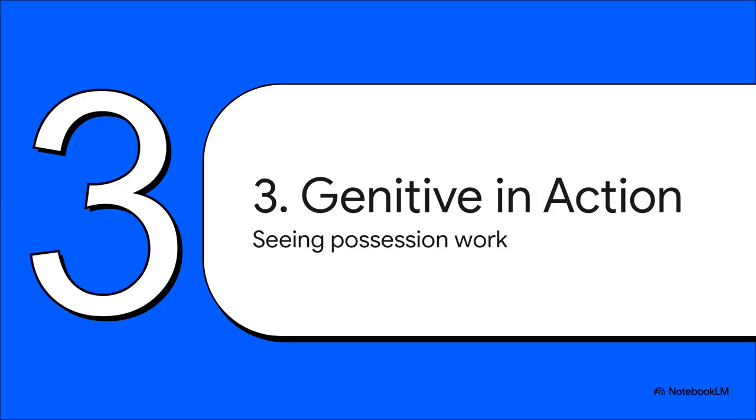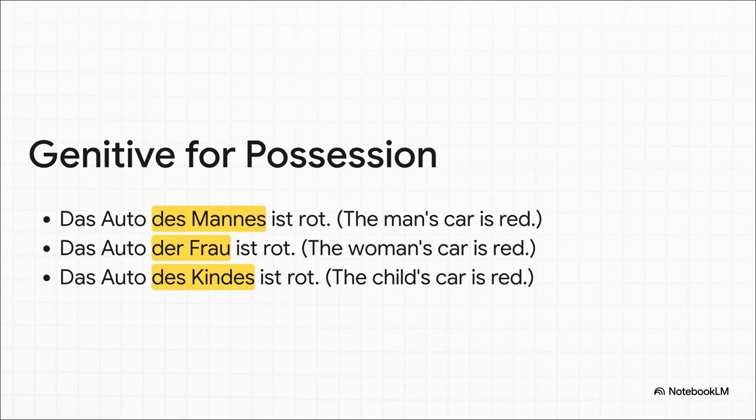Okay, so we've got our 2 building blocks, the article and the noun ending. Now let's see how they actually come together in a full sentence. Just look at how the core of the sentence, das Auto ist rot, it just stays the same. The only thing that changes is who owns the car. So for the masculine Mann, we get des Mannes. For the feminine Frau, it's simply der Frau. See? No extra ending on the noun. And for the neuter Kind, it's des Kindes. It's a really clean, logical system once you see it laid out.